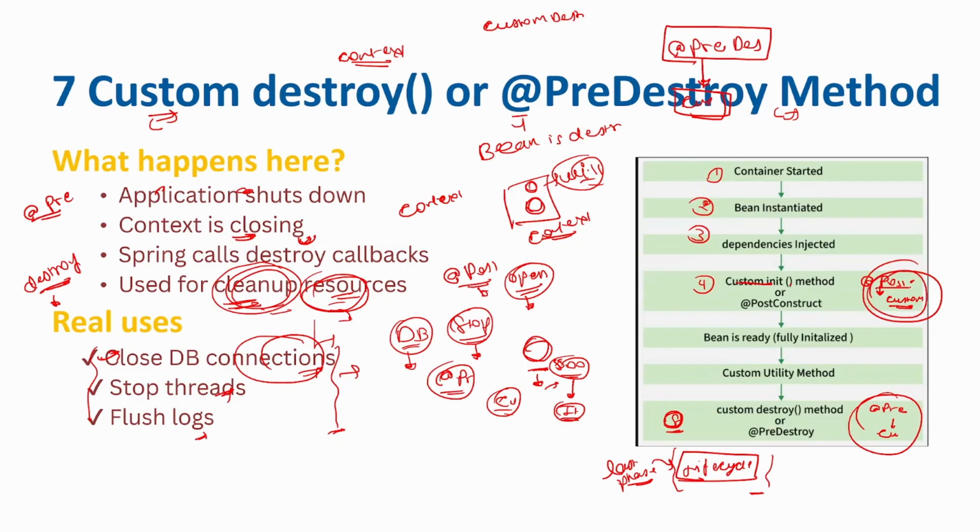If we have specified both the annotation based and custom init, first the annotation based method will be called and then the custom init method will be called. Same in the case of destroy: first the pre-destroy method will be called and then the custom destroy method will be called if we have specified both. So this completes our whole life cycle of the Spring Bean.